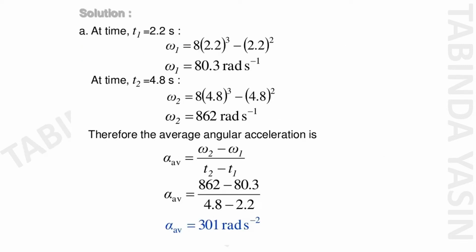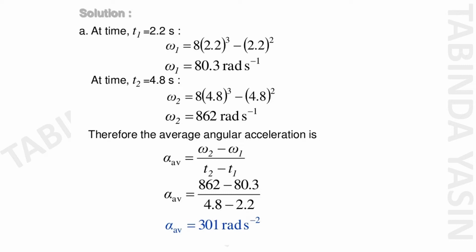Solution: we have time t1 equal to 2.2 second, omega 1 is equal to 8 into 2.2 whole cube minus 2.2 whole square. Omega 1 is equal to 80.3 radian per second, and t2 is equal to 4.8 seconds. That gives omega 2 equal to 8 into 4.8 whole cube minus 4.8 whole square. After solving, that gives 862 radian per second.